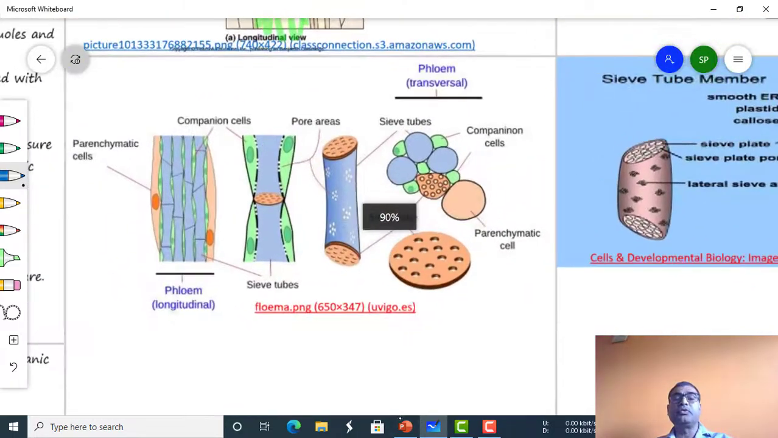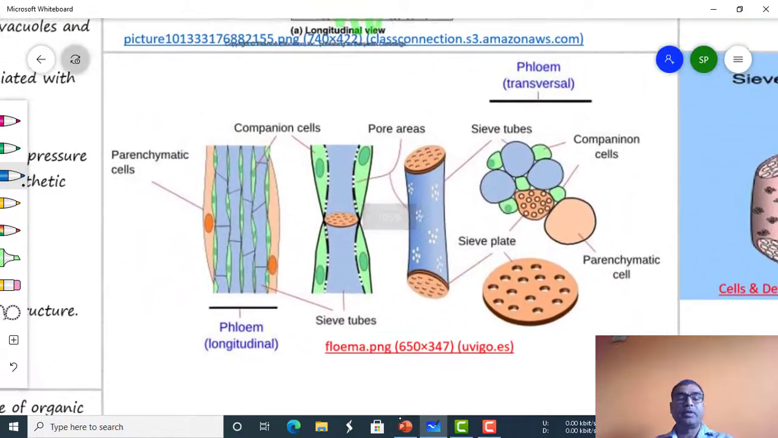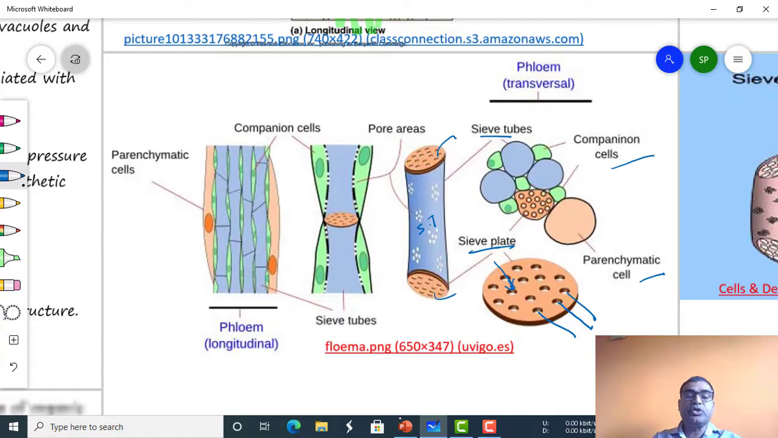Next figure, if you see this one, this is about the phloem. So within the phloem, sieve tubes are present, then companion cells are present, phloem parenchyma is present. This one is a sieve tube. It's showing such a type of sieve plates. Okay, so such type of callose plugs are present in the sieve areas. Okay, so this one is a sieve tube, then this one is a sieve tube, and these greenish colored cells are the companion cells.